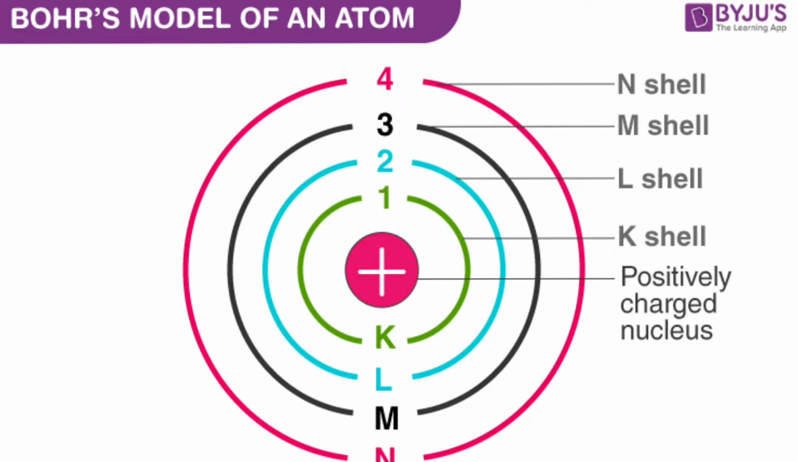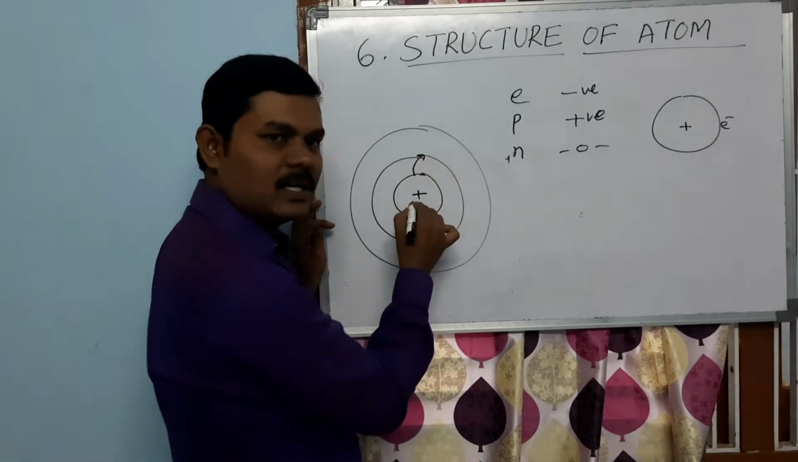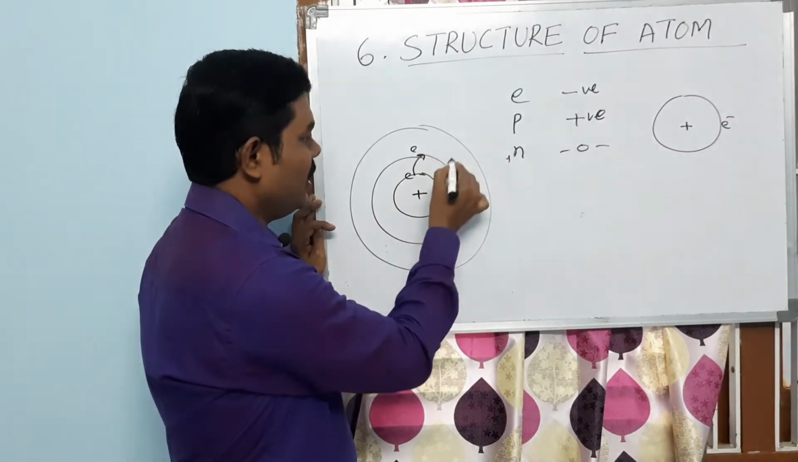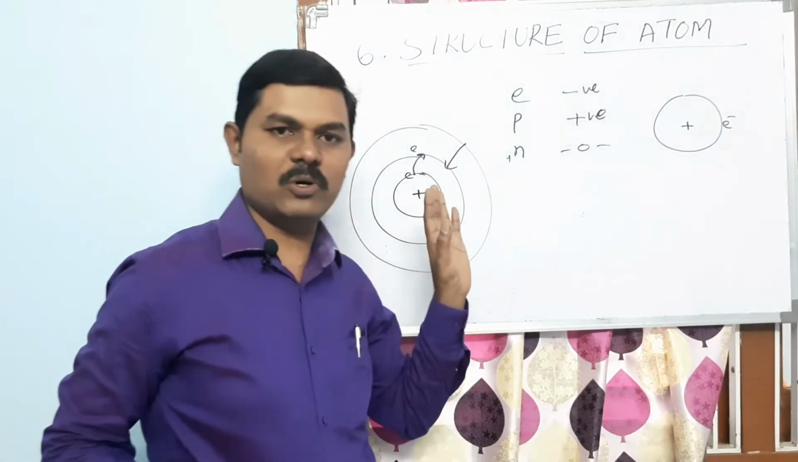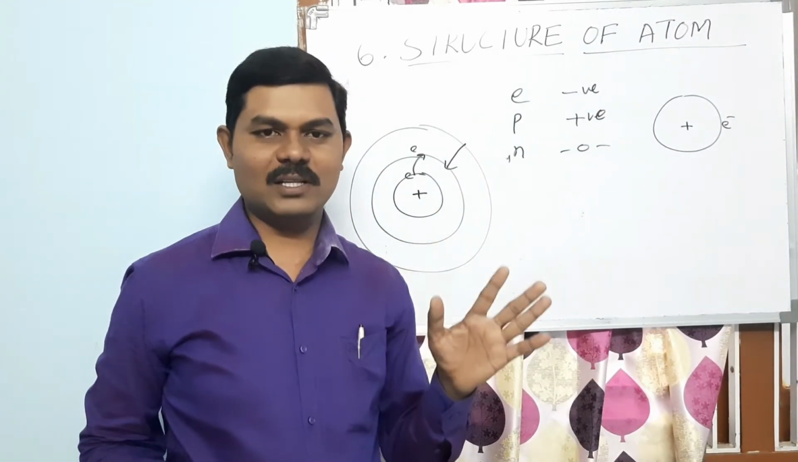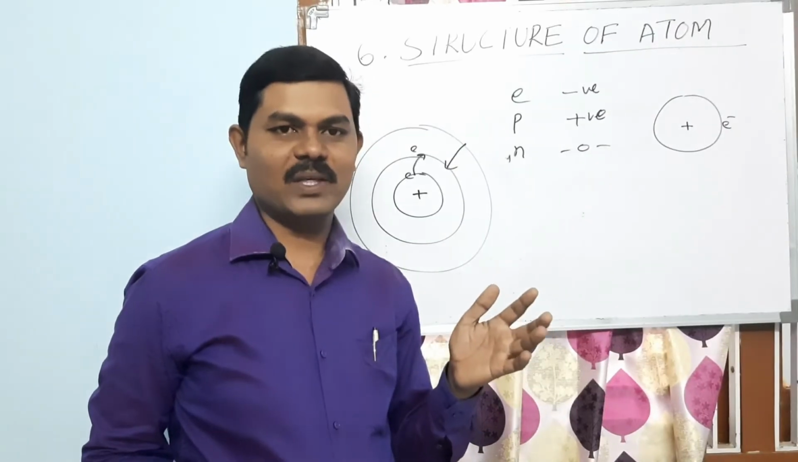Later Niels Bohr proposed that electrons revolve in particular orbits or shells. These shells are known as stationary orbits or energy levels. Whenever the electron is revolving around the nucleus in particular orbits, the electrons may lose their energy or gain energy. In order to absorb or emit energy, electrons jump from a lower energy level to a higher energy level and from a higher energy level to a lower energy level. So this is about Bohr's model of atom. All these three concepts we already learned previously in 9th standard.